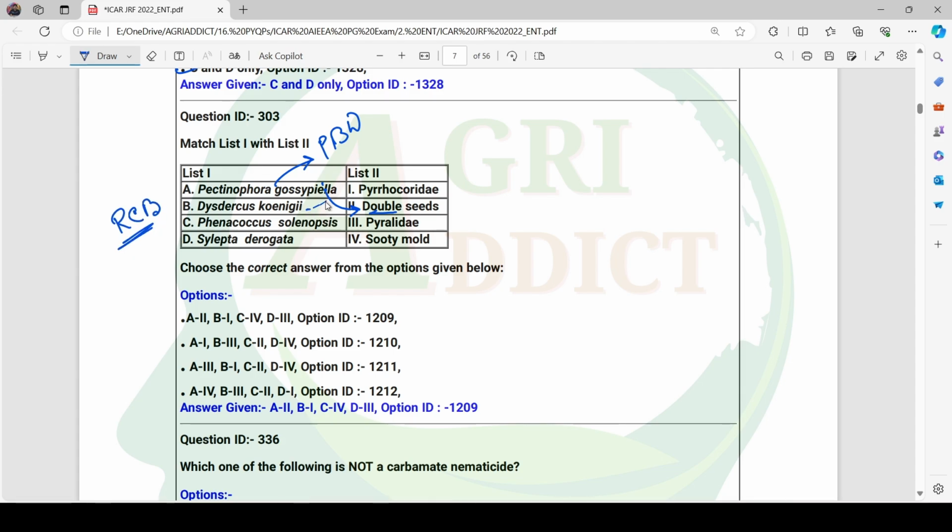and it belongs to the family Pyrrhocoridae. Phenacoccus solenopsis is the solenopsis mealybug, and sooty mold formation is the characteristic symptom of mealybugs and some of the Homopteran insects. Then Sylepta derogata is cotton leaf roller. It belongs to the family Pyralidae order Lepidoptera. So option 1 is the correct answer.